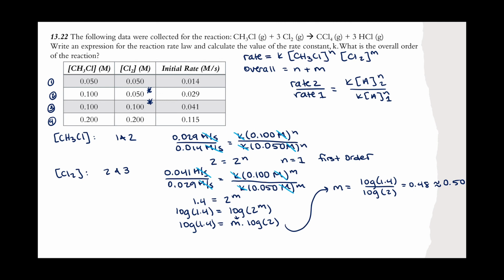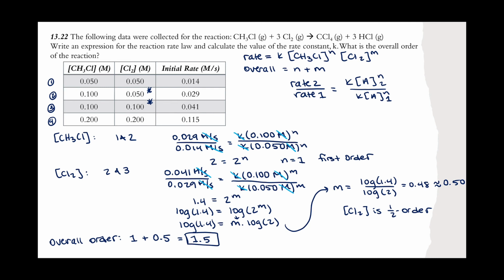Now this is an okay order. It's not one of the most common orders that we see, but having a reactant with an order of 1/2 is totally satisfactory. So we don't have to worry. Now my overall order would just be the sum of each of these n and m values. So it'd be 1 plus 0.5. That gives me an overall order of 1.5.